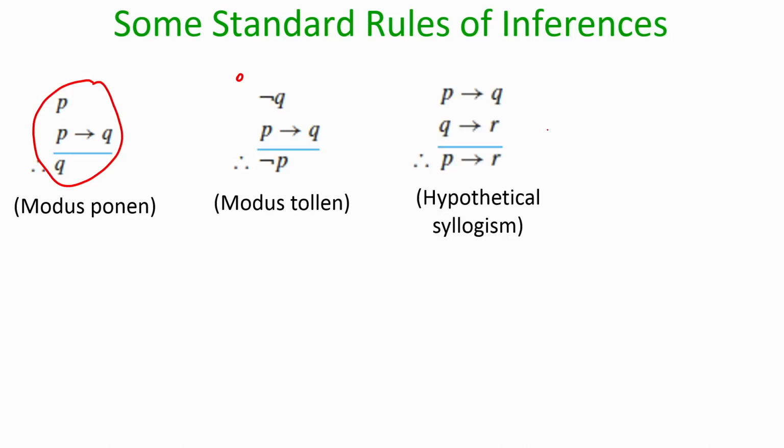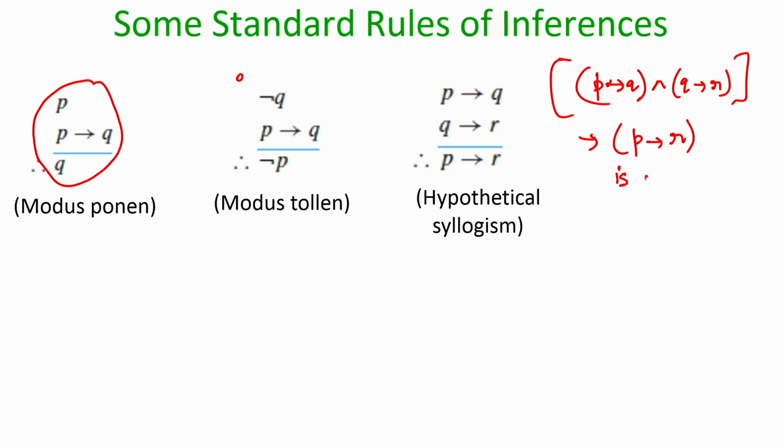In the same way, I have this transitive law, which is also called hypothetical syllogism, which says the following: if you are given the premises P implies Q and Q implies R, you can draw the conclusion P implies R. Again, I have to verify whether the conjunction of P implies Q and Q implies R, overall giving the conclusion P implies R, is a tautology or not, and you can verify that it is indeed a tautology.